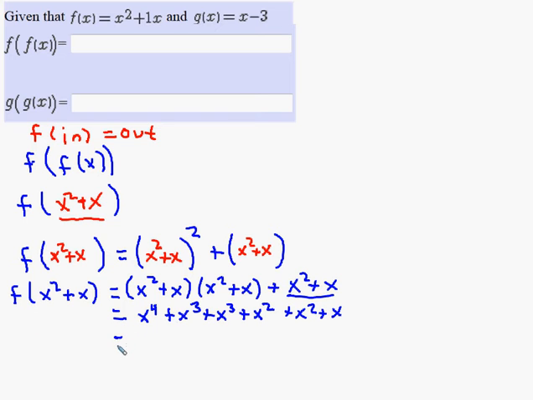So combining like terms, I have x to the 4th. I have x cubed plus x cubed, that's 2x cubed. I have x squared plus x squared, that simplifies down to be 2x squared. And then I have a plus x here. My left-hand side is f of x squared plus x, or I could have written that this is equal to f of f of x, however your teacher wants you to write it.